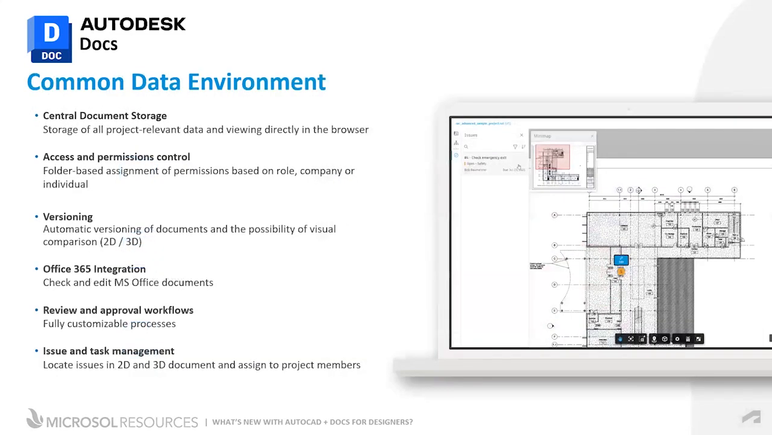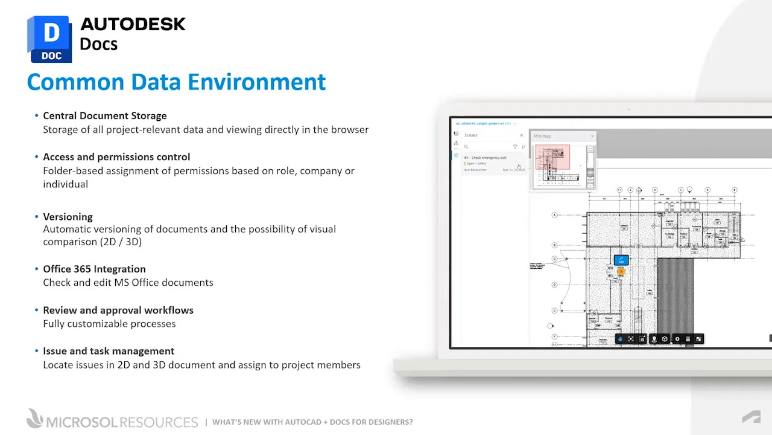Autodesk Docs is the central file repository which stores all project-relevant data and allows reviews directly in the browser without the need of downloading the file and opening it in another platform. Docs is designed to be used with the entire project team, including internal and external stakeholders, and therefore it has a comprehensive access and permission control, which works on a folder basis and allows things like rule-based, company-based, or even individual control of access. We will also take a look at that later on.